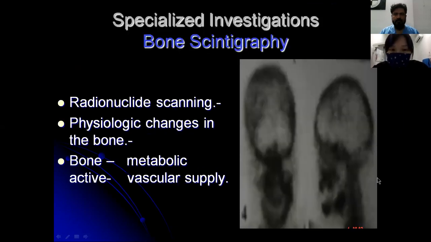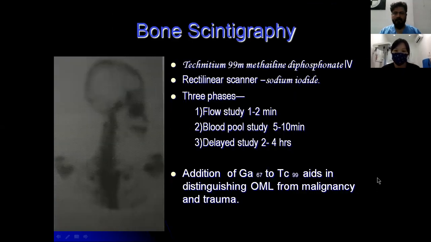Then there are specialized investigations such as bone scintigraphy and radionuclide scanning, where physiological changes in the bone are seen. The bone is seen as a metabolic thing, and the active blood supply can be seen in the scintigraphy. In scintigraphy, technetium 99m dye is used, given IV, and there is a scanner of sodium iodide. There are 3 phases: the flow study of 1 to 2 minutes, then the blood pool study of 5 to 10 minutes, and the delayed study of 2 to 4 hours.